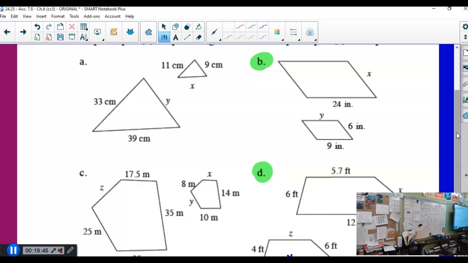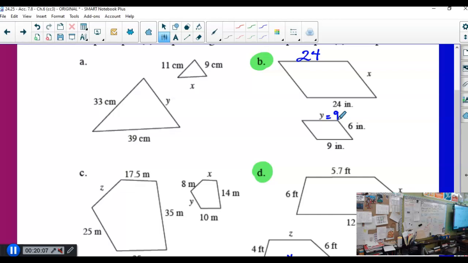What sort of shape is B? A parallelogram, so the top is 24, which means the bottom and the top are going to be the same. So y here, okay, that really wasn't that difficult because it was just kind of like a fill in the blank sort of thing.